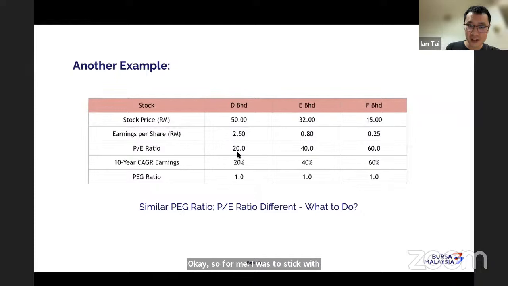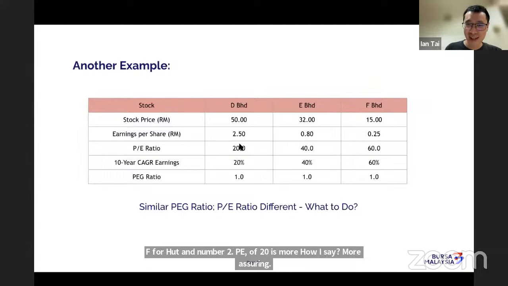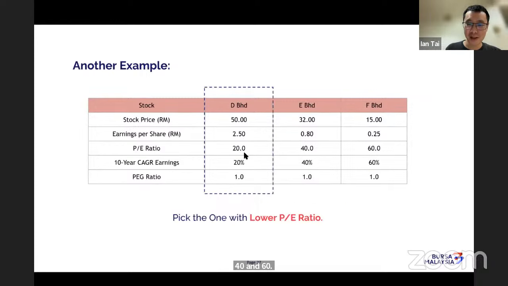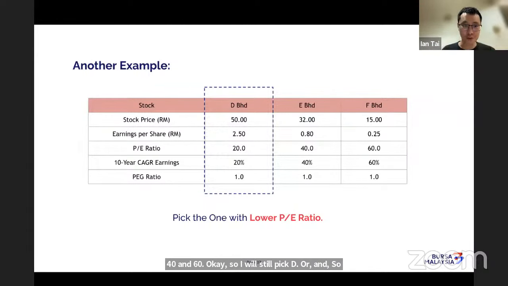Berhad simply because of a few reasons. Number one, the CAGR earnings is more attainable than F Berhad. And number two, PE ratio of 20 is more, how would I say, more assuring lah. It offers more assurance to me than to buy a stock where its PE ratio is 40 and 60. Okay, so I will still pick D Berhad over E Berhad and F Berhad. So this is actually how I use the valuation ratio.